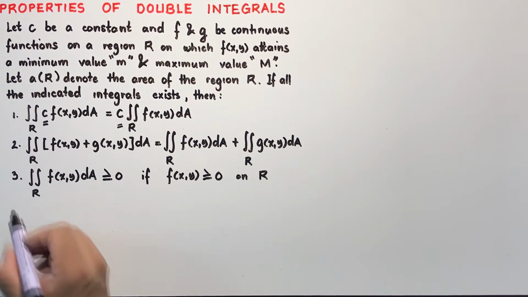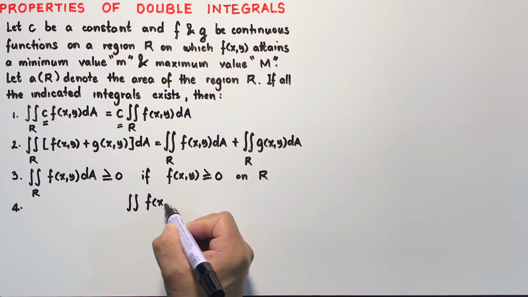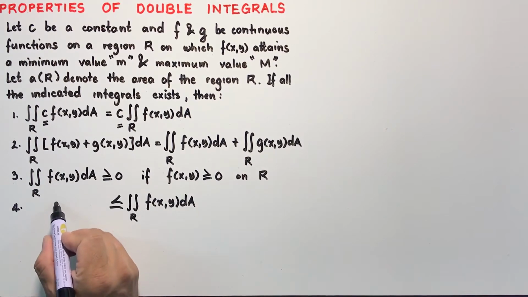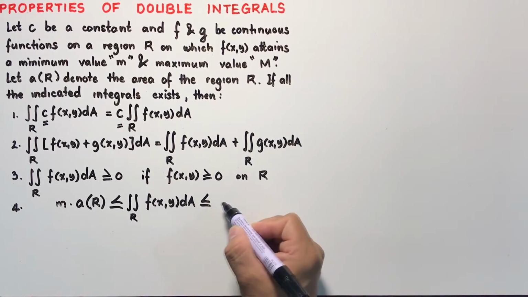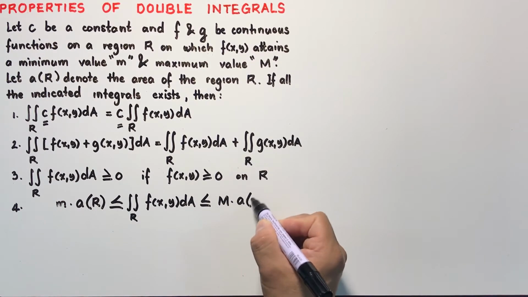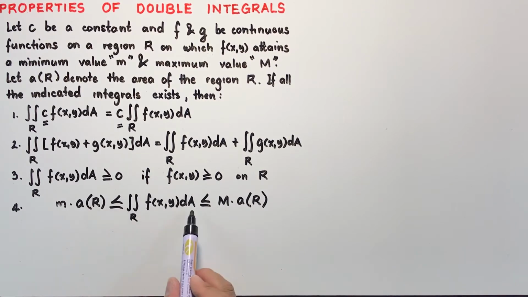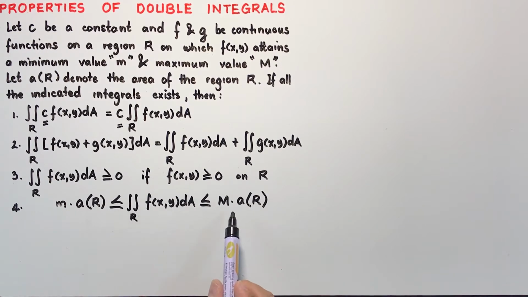Number 4 states that the double integral of the function f of x, y dA over a region is greater than or equal to the product of the minimum value of the function times the area of the region, and also it is less than or equal to the maximum value of the function times the area of the region R. In other words, because double integrals are interpreted as volumes of the solid under the surface f and above the region R, then its volume is greater than the minimum value times the area of the region, but less than the product of the maximum value and the area of the region R.